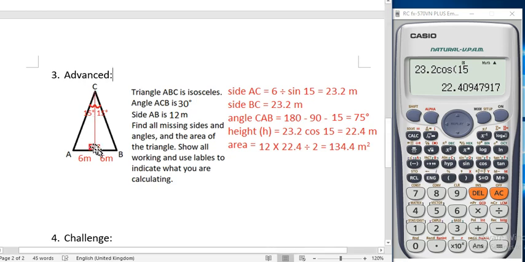You've got to multiply those together: 12, which is the base, times the height, which we just worked out earlier, 22.4, and divide by 2 because it's a triangle. Any triangle you've got to divide by 2 when you're working out the area, and then you get 134.4 meters squared.